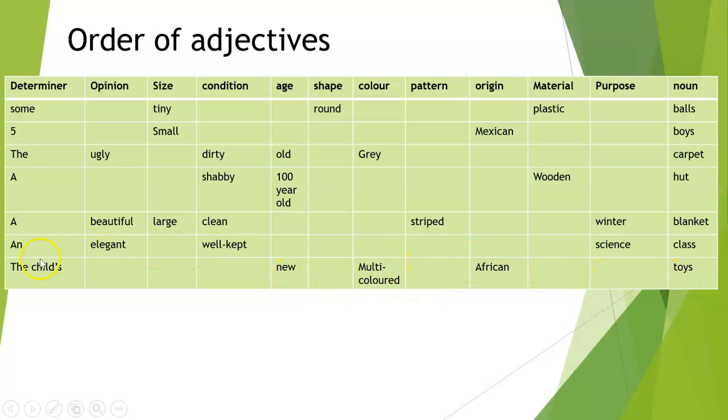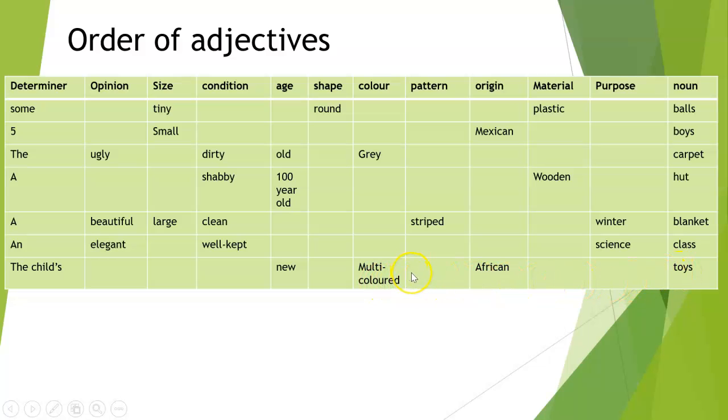Let's go through these one by one. So we would say 5 tiny round plastic balls. 5 small Mexican boys. The ugly, dirty, old, gray carpet. A shabby, 100-year-old wooden hut. A beautiful, large, clean, striped winter blanket. An elegant, well-kept science class. The child's new multicolored African toys.